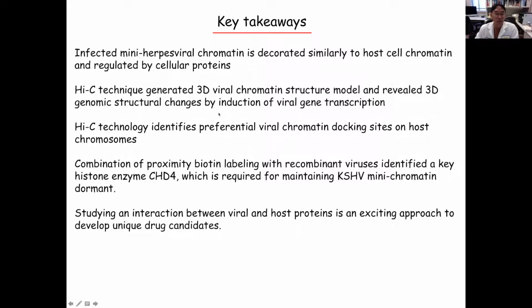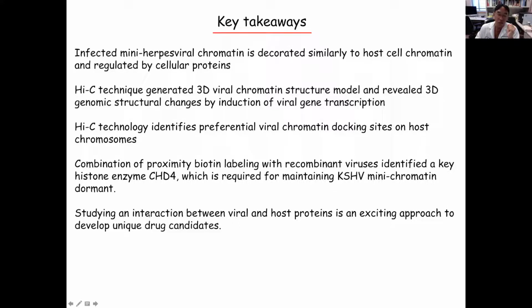So the Hi-C technique generates a 3D viral chromatin structure model and then reveals the 3D genomic structure changes induced during gene expression. Hi-C technology identifies the preferential viral chromatin docking sites on the host chromosome. The combination of the proteomics approach with the recombinant virus identified the histone enzyme which is required to maintain the KSHV episome as dormant.